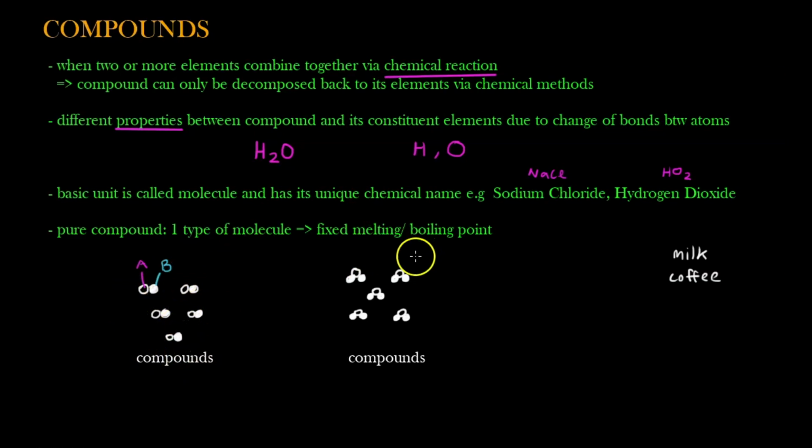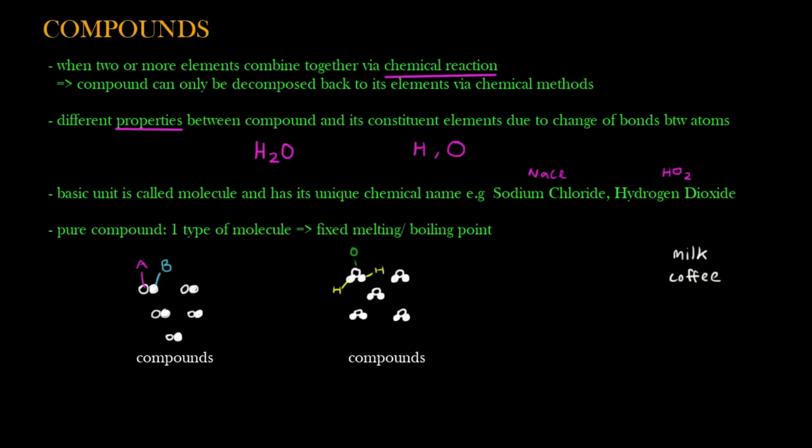A compound can also exist like this, in the case of H2O, because if you see, there are two H's here. This one is an H, this one is also an H, whereas the middle one is an O. So that's why it's H2O. There are many of them, so these are called compounds as well.